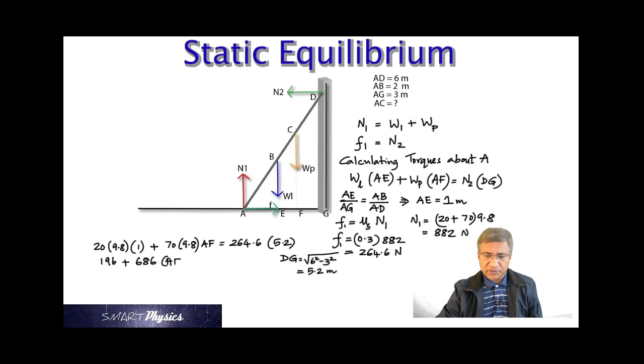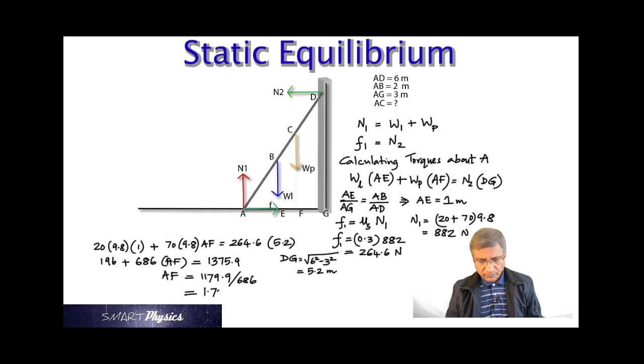So when you do the calculations, 20 times 9.8 is 196. 70 times 9.8 is 686 times AF is on the right side. You get 1375.9. That gives AF as 1.72 meter. Of course, to do that, I had to take 196 to the right side, subtract it, and then I get 1.72 meter.